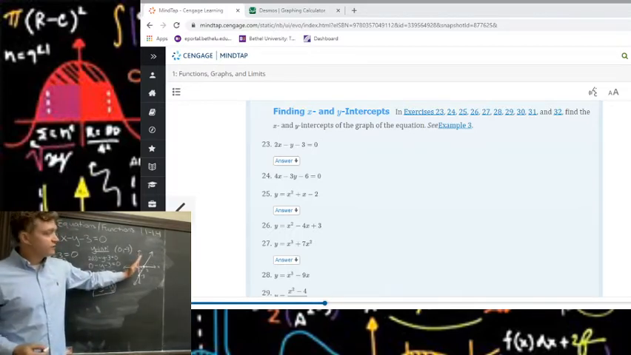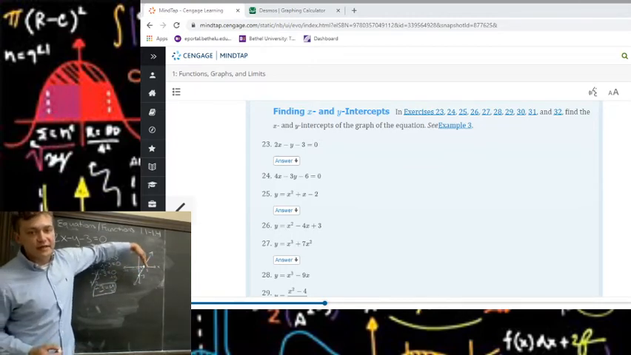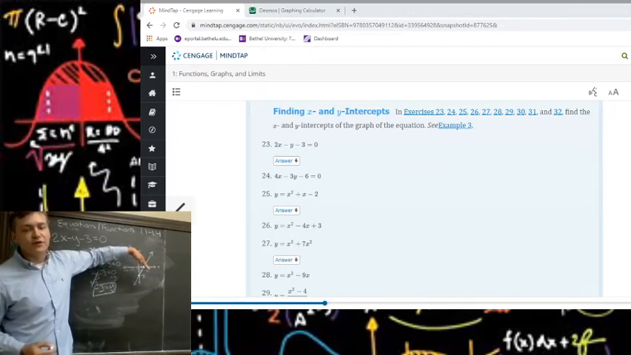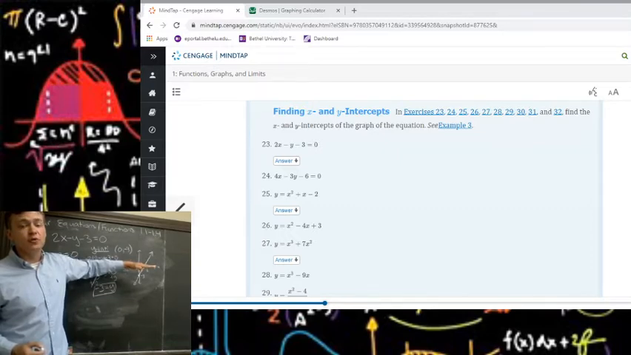So when our line is tilted in this direction, we have a positive slope. When our line is tilted in this direction, we have a negative slope. What do we think it means when our line is horizontal? Is there any slope at all? You would say there's no slope.